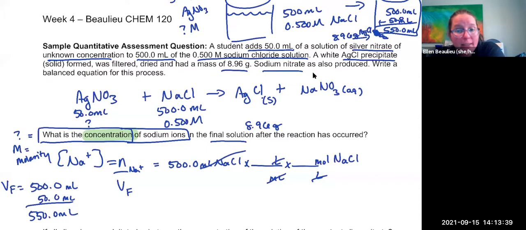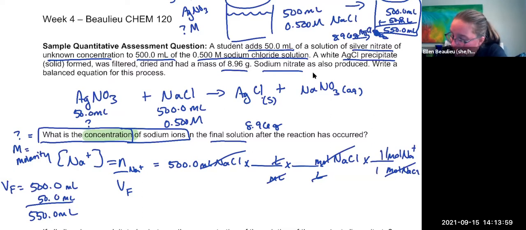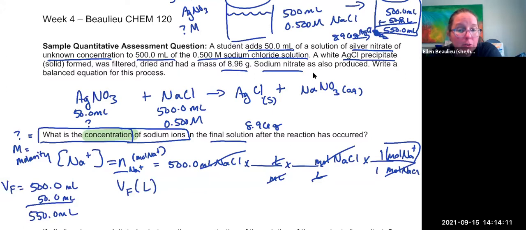So right now, my tunnel gives me moles of sodium chloride, but I don't want moles of sodium chloride. I want moles of sodium. So I'm going to do that exchange by the chemical formula. There's 1 mole of sodium for every 1 mole of sodium chloride. Right now, I have the unit that I need in the numerator: moles of sodium. What do I need in the denominator? I need liters of solution.